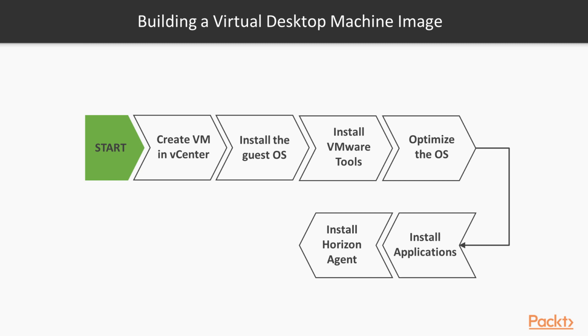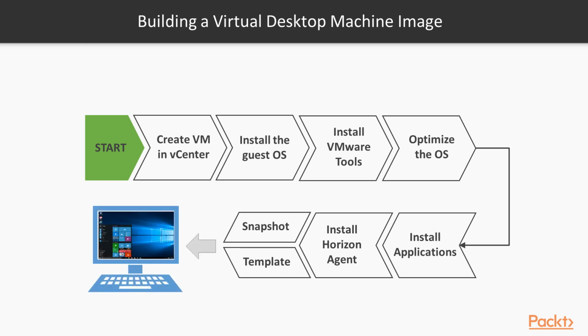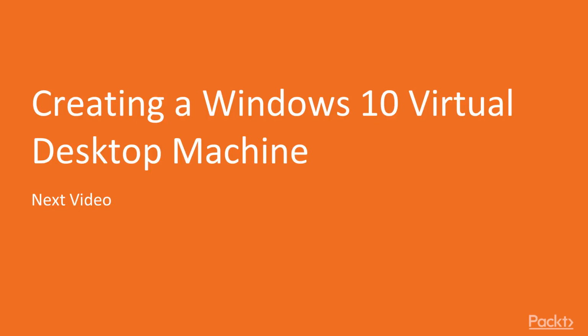At this stage you either take a snapshot, which will be used for cloning, or you create a template, which will be used for full clone machines. The desktop is now ready to deliver to the end users. So we can go ahead and start to build the virtual desktop machines. In the next video we're going to create the Windows 10 virtual desktop machine image.